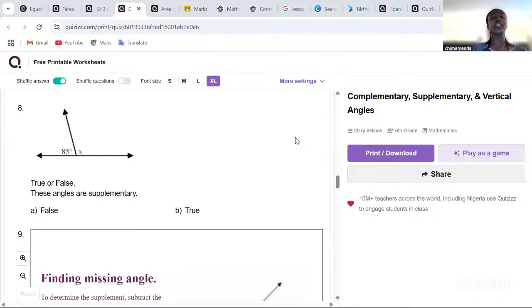Sir, this is complementary. Is it that you minus it by 90, and for this one you add it by 180? No. For the supplementary angle, it's still the same thing. In order to find the missing angle, you subtract the given angle from 180. It's still subtracting. So rather than 90, you're subtracting the given angle from 180.